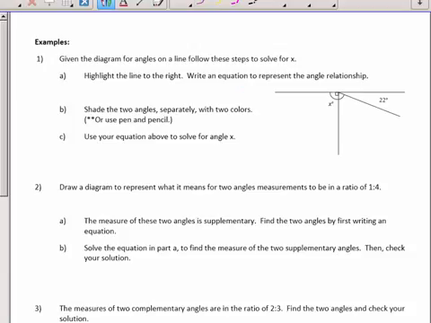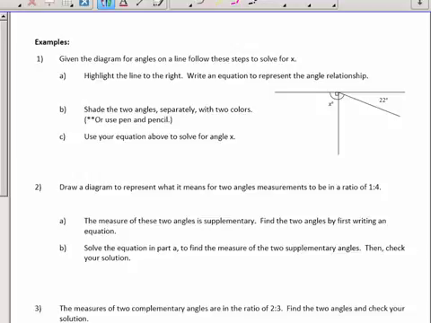One of the things we have to be able to do is figure out what is the relationship that's going on. Are they just adding to make something? Are they adding to make 180? Are they adding to make 360? Are they adding to make 90? I'm going to have you use a highlighter. I'm just going to use a regular marker here.